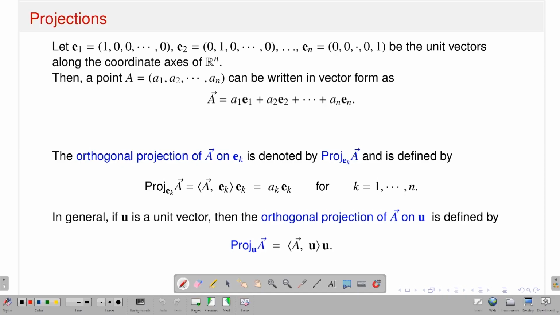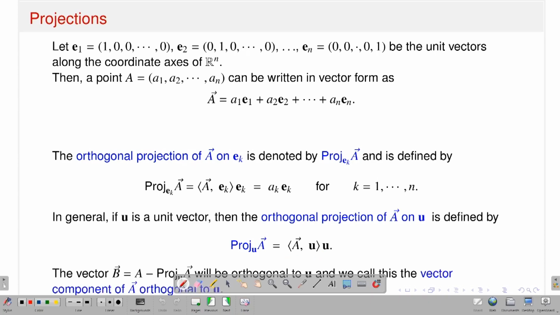Instead of Ek, the unit vector along the coordinate axis, one can take any other unit vector also. Suppose U is a unit vector. Then the orthogonal projection of the vector A on the unit vector U is defined by the dot product of A with U, multiplied by the scalar multiplication with the vector U. Then the vector B, which is A minus the projection of A on U, will be orthogonal to the vector U, and we call this the vector component of A orthogonal to U.